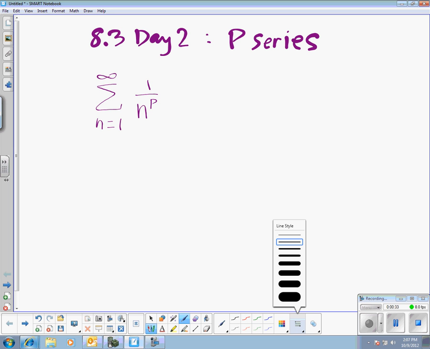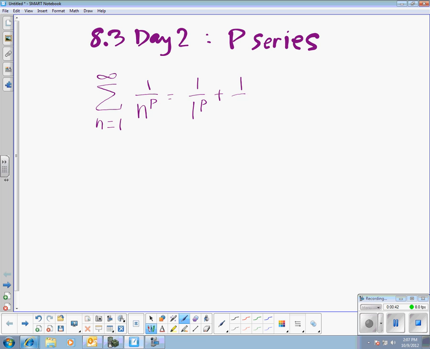And so if you just expand this out a little bit to get an idea of what it would look like, when n is 1, you get 1 over 1 to the p. When n is 2, you get 1 over 2 to the p, 1 over 3 to the p, and so on. So remember, we're trying to decide which ones of these infinite series converge and add up infinity terms, add up to a finite amount, and which ones diverge, meaning they will eventually add up to infinity. There's no ceiling on how high they will add.